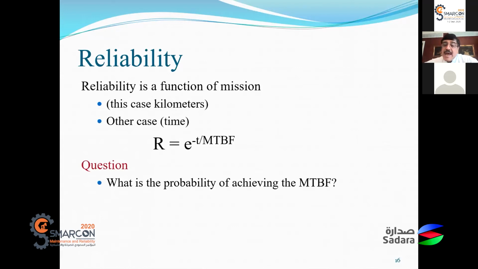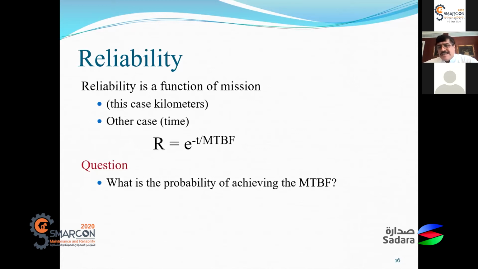But actually, if you plug it into this formula, your probability to achieve your mean time between failure is nothing really more than, well, if you plug MTBF in here divided by MTBF, this value will become -1. e to -1 is 36%. So the probability that you will be achieving your mean time between failure is only 36%.